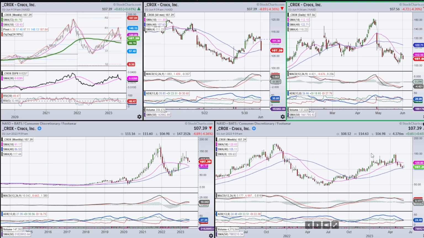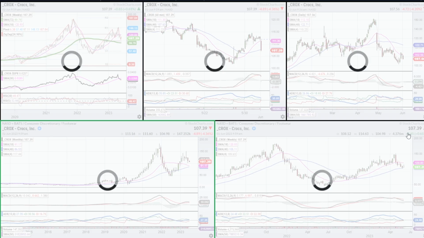It just doesn't look like it's ready to do anything yet because of the fact that we got through this level and now we're coming back through it. You see that? I want it to get through it strong enough so that when it comes back, it holds it on a pullback. All right. Hopefully that answers your question. It's a little early, essentially, when I look at this on a bigger picture.